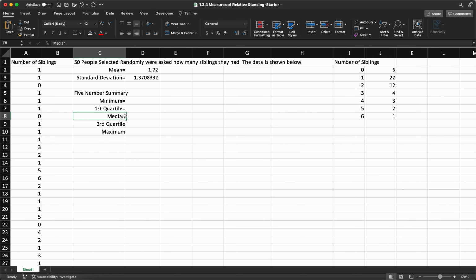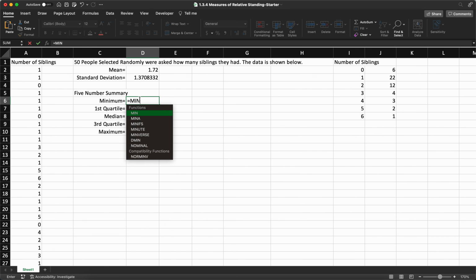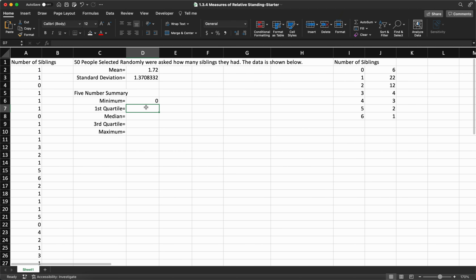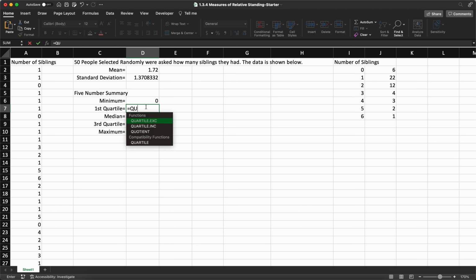using built-in formulas in Excel, because we're looking at the original data. So there is a formula for each of these. The formula for the minimum is called min. And so I'm just going to find the min of my data, and that is 0. Then I'm going to find the first quartile. So there's a formula called quartile.inc. I'm going to use that one. Not EXC, but inclusive.